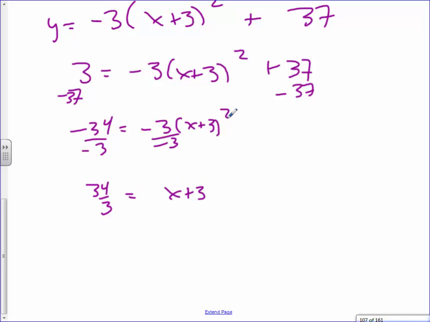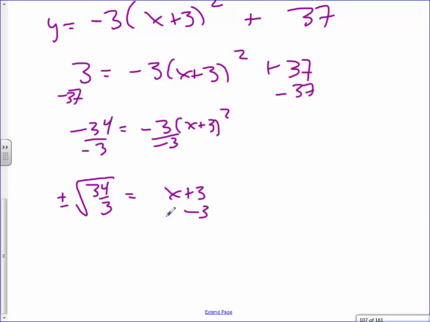And then how do you get rid of the squared sign? Square root both sides. So that's what this is going to do. By the way, when you square root both sides, though, you have to take the plus and minus square root of both sides. Because square roots can sometimes be positive or negative. So don't forget to throw that plus or minus part in there.